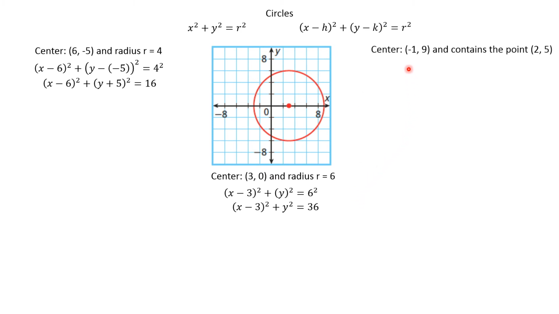What if they give us a center and it contains a point? Well, here we have the center. That'll go there. We just need a radius. Isn't the radius the distance from the center to the point? The distance formula, we used that yesterday. Or, let's plug in what we know so far. We know the center. So x minus negative 1 is x plus 1 squared plus y minus 9 squared equals r squared. We can plug the point, 2, 5, right into our equation. It's x, y. And then we can get r squared.